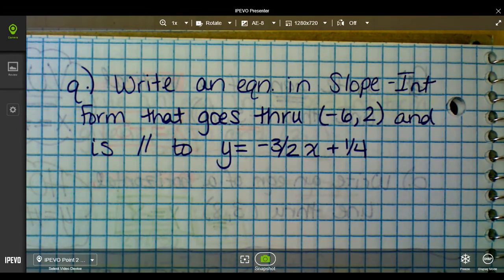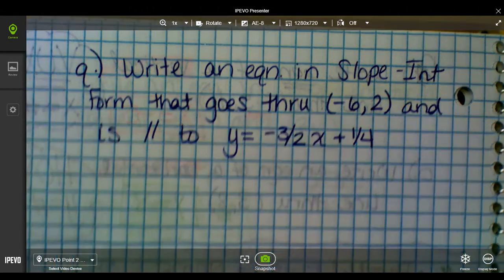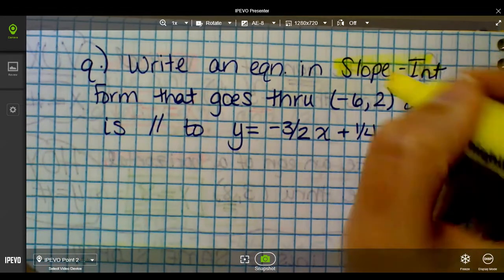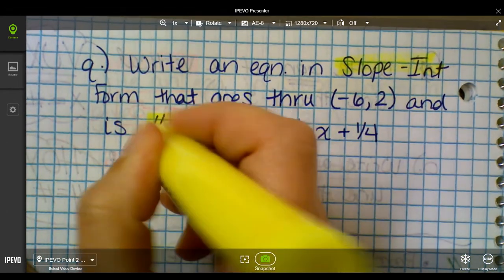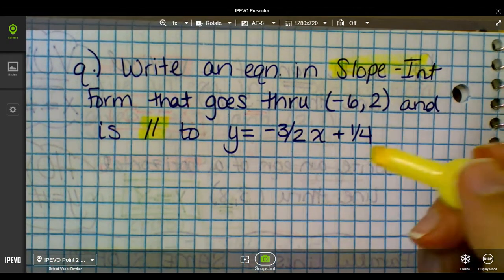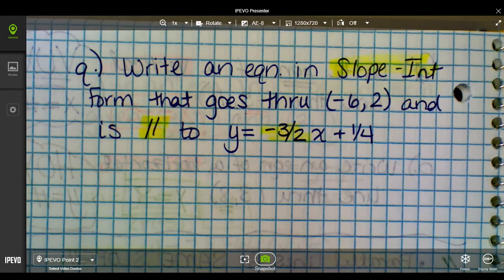Okay, so anyway, let us continue. We need to know a couple of things. We need an equation in slope-intercept form, and we want it parallel to this line. So again, parallel means the exact same slope, so I want to use this guy for its slope.